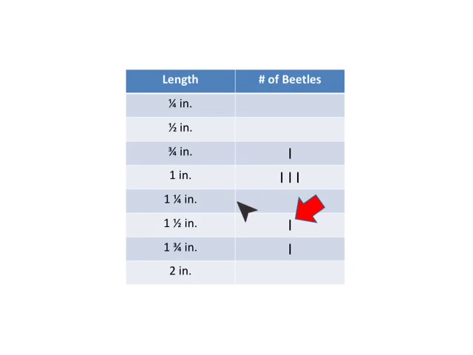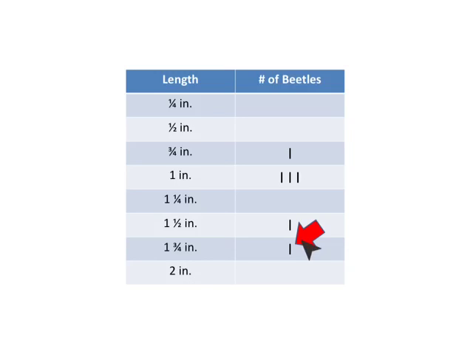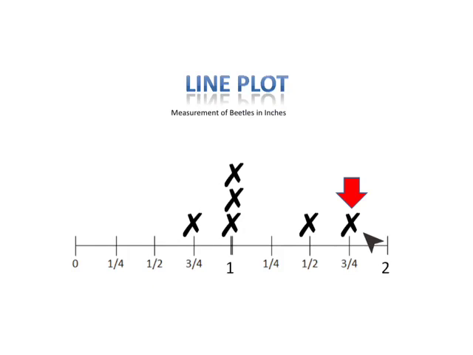We wouldn't do anything for 1 1/4 inch because there's nothing there, but for 1.5 inch we'd find the 1.5 inch mark, and we would put 1 X at 1.5 inches. Finally, for the last one, we would take 1 3/4 inch, find that mark, and put an X at 1 3/4 inches.